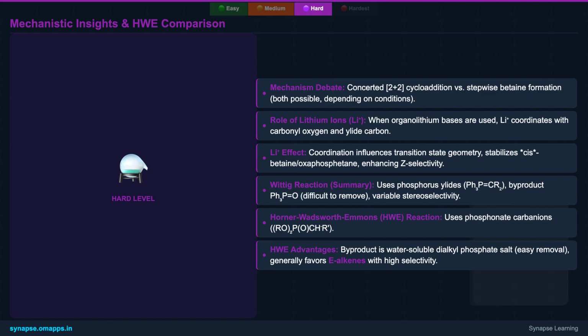This coordination can accelerate the reaction and, notably, enhance the preference for cis oxaphosphetanes, thus promoting Z-alkene formation with unstabilized ylides. Understanding this salt effect is key to predicting and controlling stereoselectivity. Furthermore, it's essential to compare Wittig with other olefination reactions like the Horner-Wadsworth-Emmons, which uses phosphonate carbanions and often provides higher E-selectivity and easier byproduct removal, making it a preferred choice in many industrial applications.